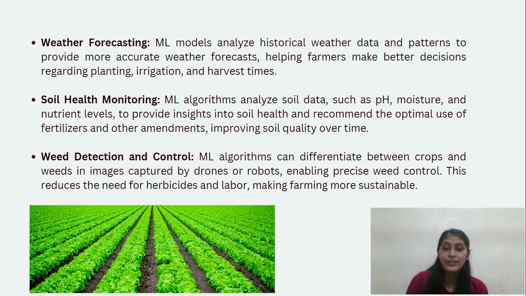Then we have weed detection and control. So ML algorithms can differentiate between crops and weeds in images captured by drones, which will reduce the need for herbicides and labor, making farming more sustainable.